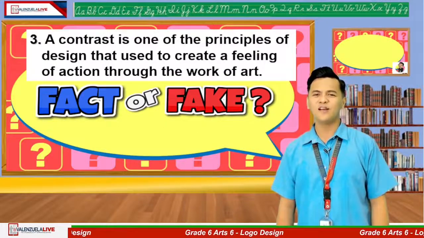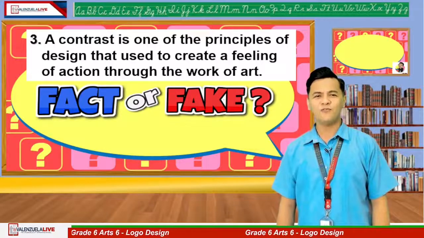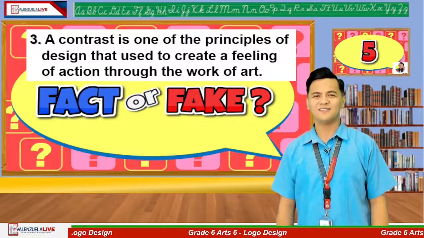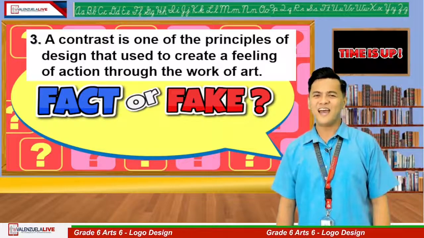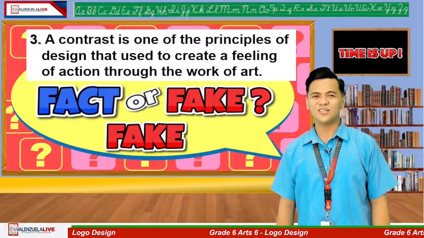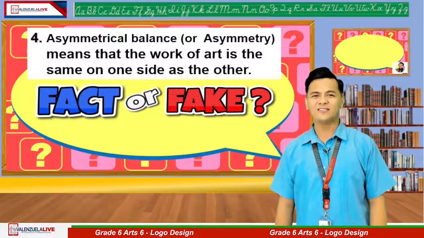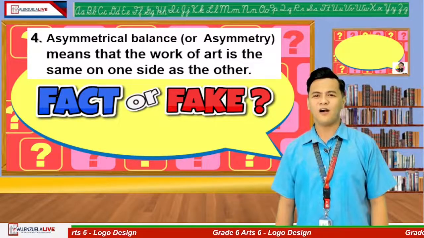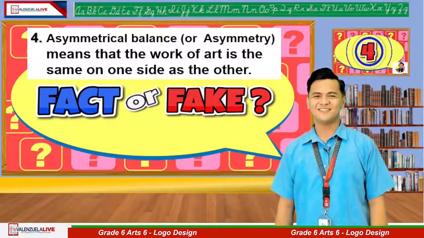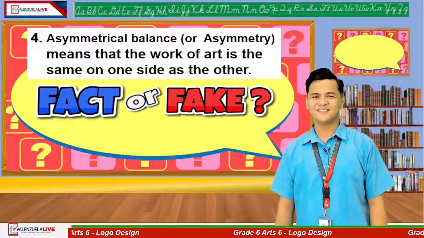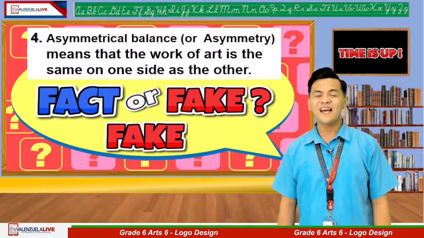A contrast is one of the principles of design used to create a feeling of action through the work of art. Fact or fake? The answer is fake. It is not contrast. It is texture. And number four, asymmetrical balance or asymmetry means that the work of art is the same on one side as the other. What is your answer? Time is up. The answer is fake. Of course, it is symmetrical.